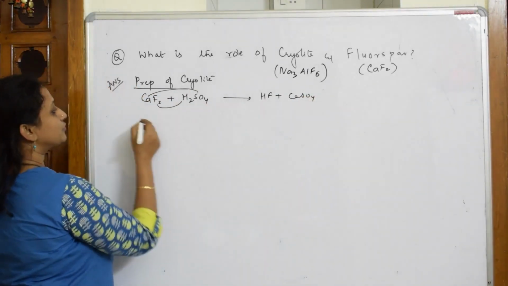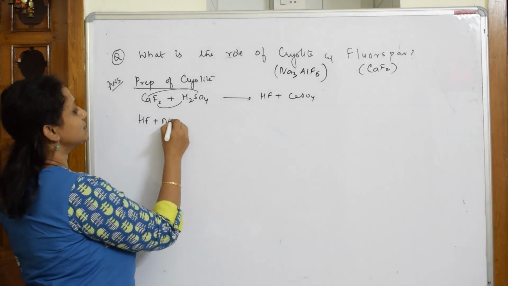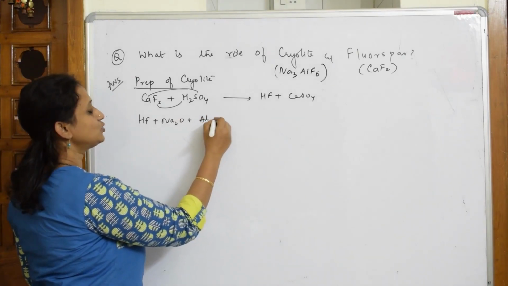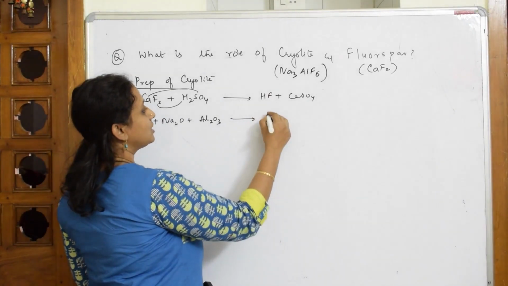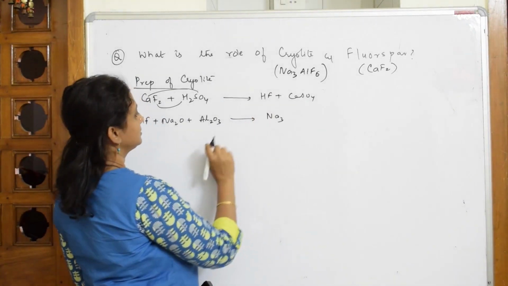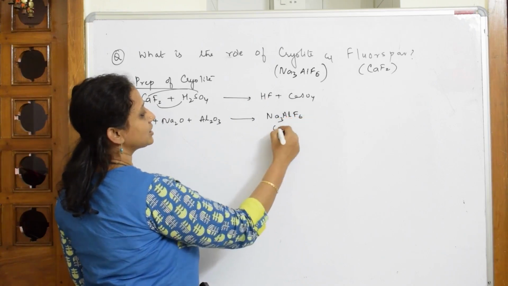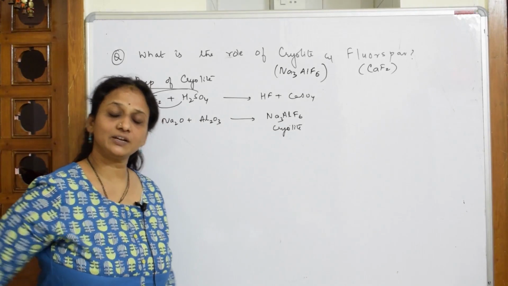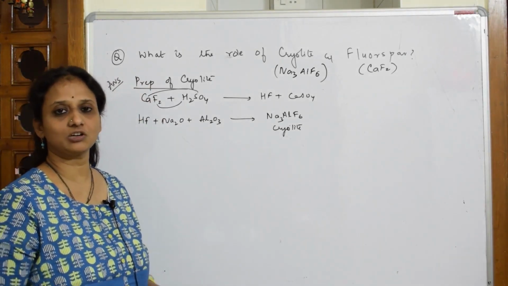Now, that hydrogen fluoride, what do we do? I'm going to add two important oxides. One is Na2O and the other is Al2O3. Then you get a compound called Na3AlF6. This is your cryolite. This is what is your cryolite. Now, this cryolite, we are going to add with aluminium oxide in the Hall-Héroult process.